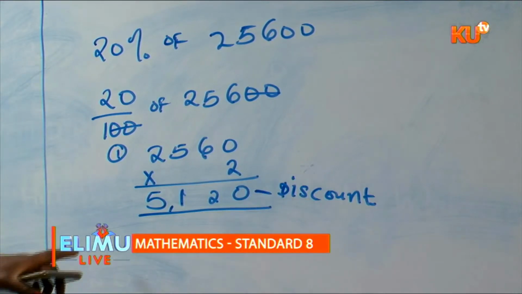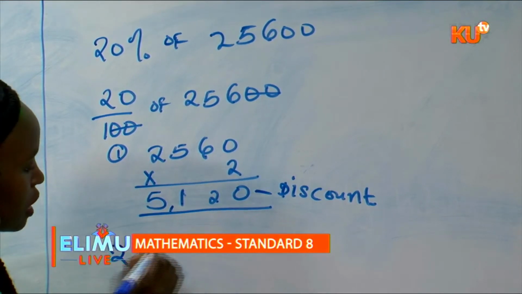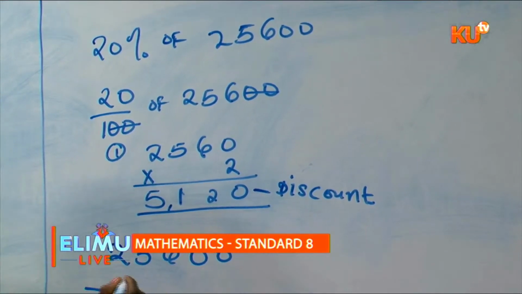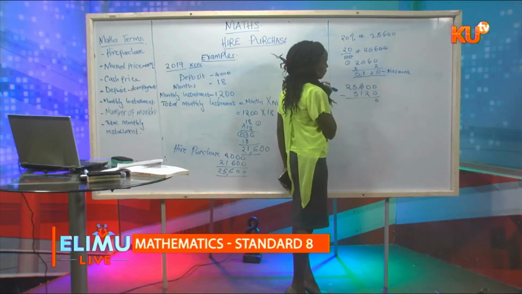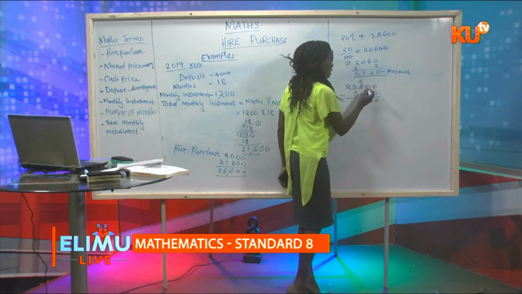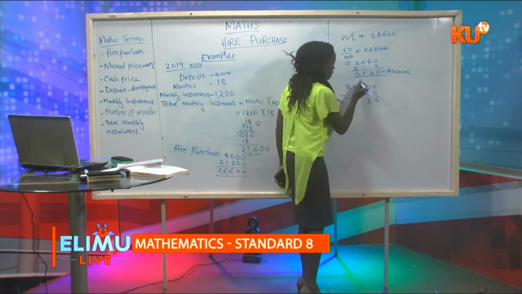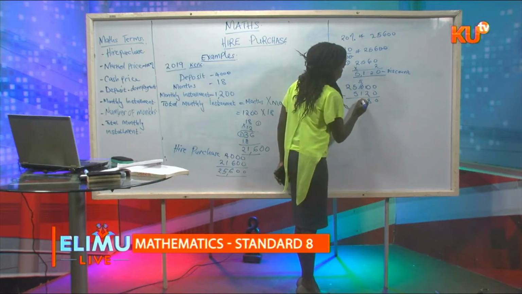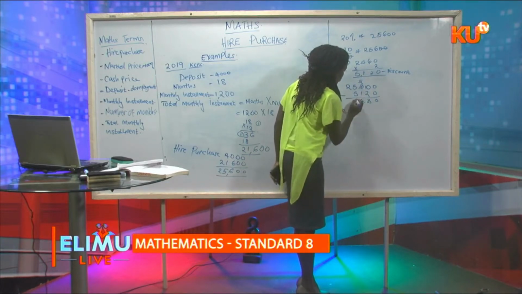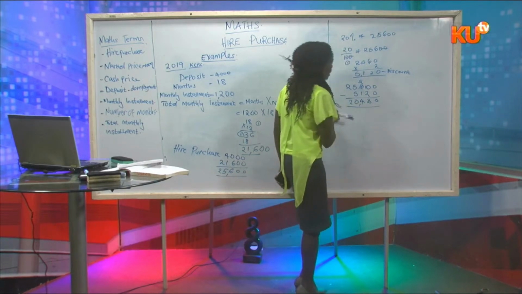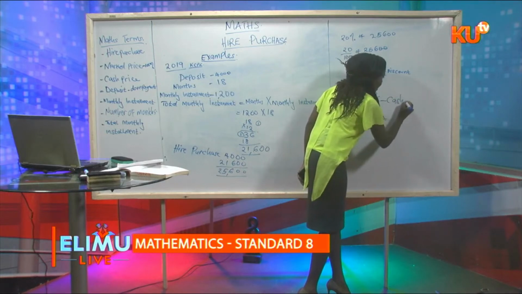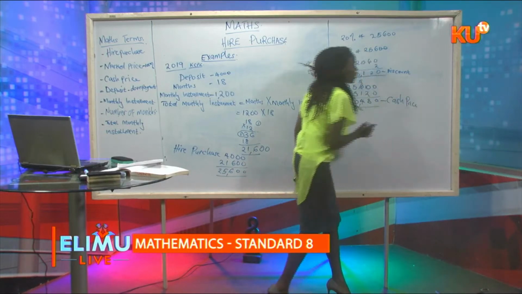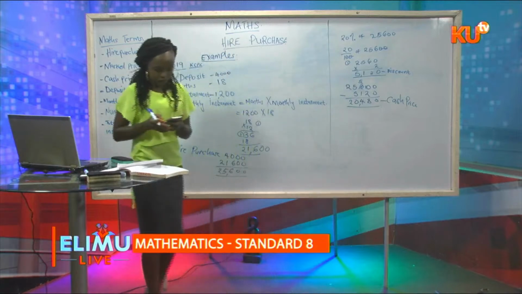So we take away from the hire purchase to get the amount that he paid on cash. 25,600 minus 5,120. We borrow 1 here, we remain with 5. 10 minus 2 is 8. 5 minus 1 is 4. So we get 20,480. This is the amount that he paid on cash after he was given that discount.